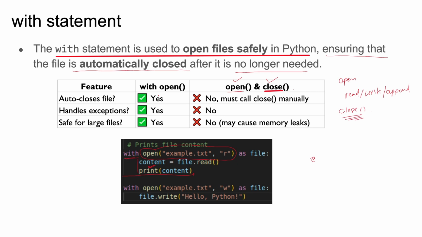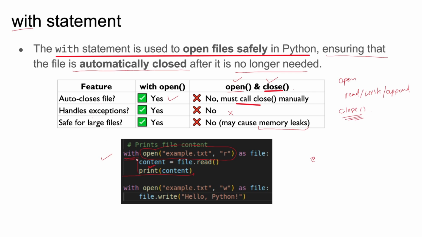So with auto-closes the file, and it also handles exceptions. It is not safe for larger files, though, as sometimes it may cause memory leaks, right? So with is a good way to read a file, and that is recommended. If you look at open source programs or programs written by experienced developers, they generally use with, right? That is the importance of with. You can also read without with, no problem.